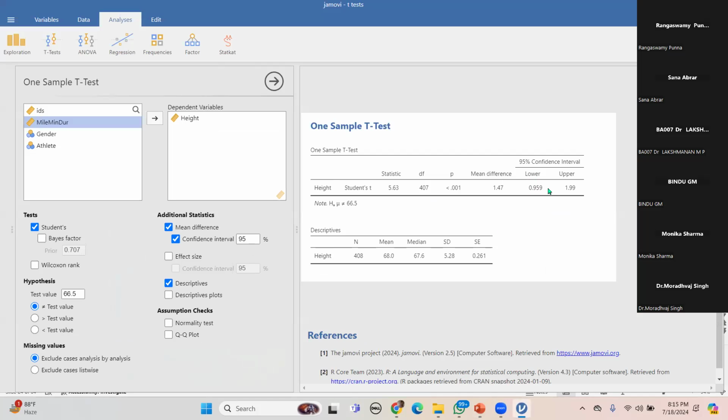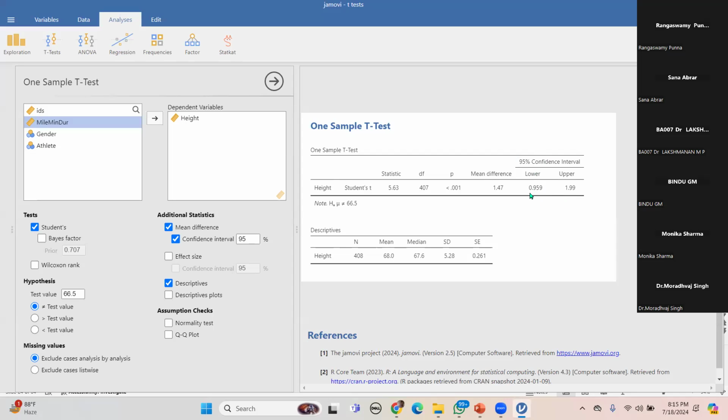And what is your confidence interval? The 95% confidence interval. Now, what is this confidence interval? Here, I am saying that there is a difference of 1.47, and for the sake of simplification, just round it to 1.5 mean difference between the sample mean and population mean. Now, as a researcher, I am confident that the lower level means an average 1.5 mean difference between the sample mean and population mean.